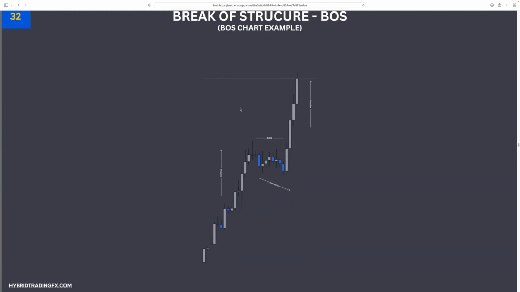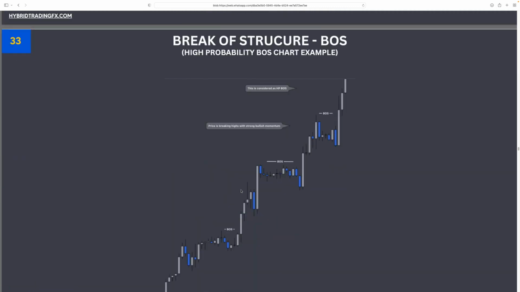Okay, this is basically a break of structure chart example, guys. You have impulse, you have correction, you have impulse. This is how market moves. Impulse, correction, impulse, correction, impulse, correction. This is how market moves. So again, you see it. We have the momentum, we had a pullback, we had a momentum. This is called break of structure when you break this high right here. So this is an example of a high probability break of structure, guys.